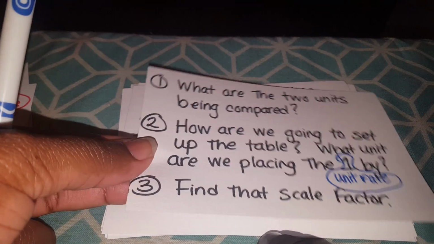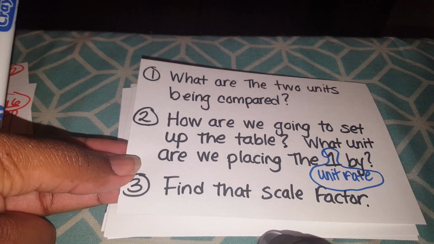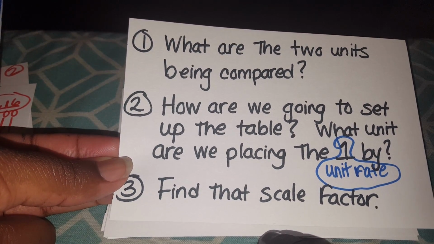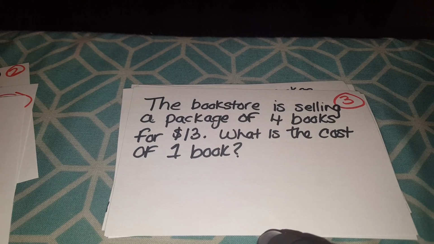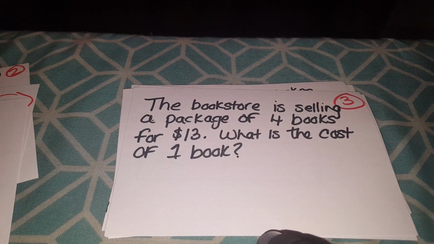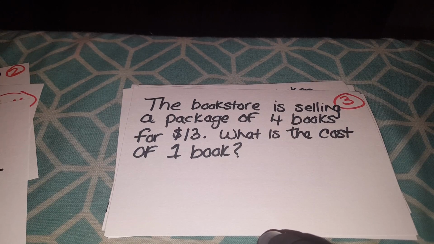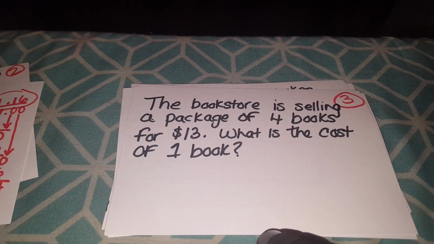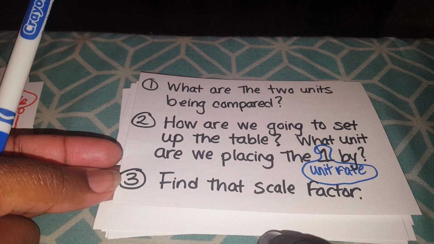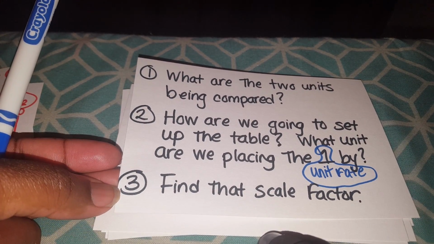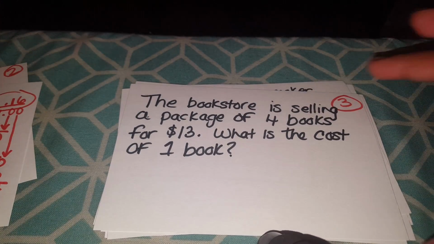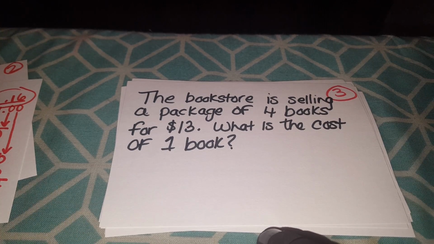Okay, 3 questions again. Here we go. What are the 2 units being compared? Pause. Think about it. Okay, if you said books and money, you are absolutely correct. So now we're going to think about number 2. How are we going to set up the table? What unit are we placing the 1 by for that unit rate? So pause. Let somebody set that up.